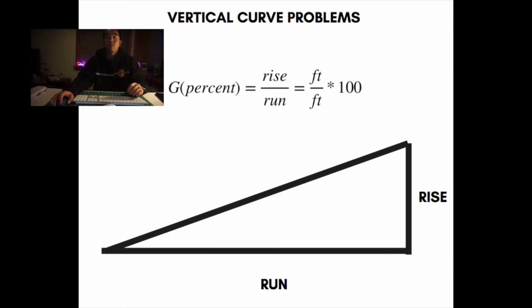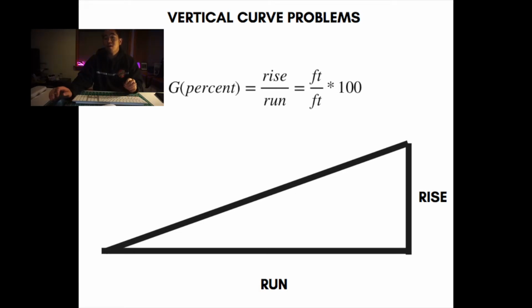Okay, so the first thing we're going to note is that the rise is basically the delta y, or change in elevation, and then the run is basically the horizontal control, or the x direction. So what you're going to find in most cases is that the grade is defined by rise over run, or the units are feet over feet, and then we multiply by 100 to get a percentage.